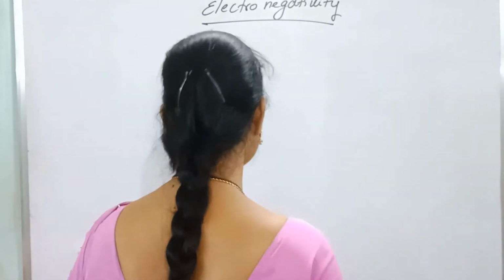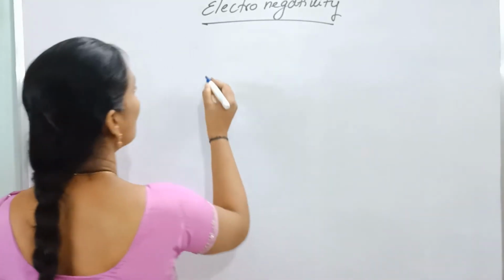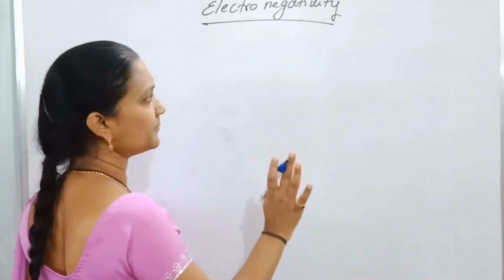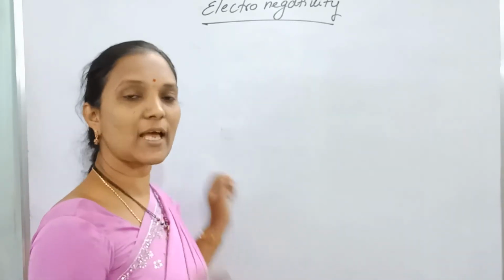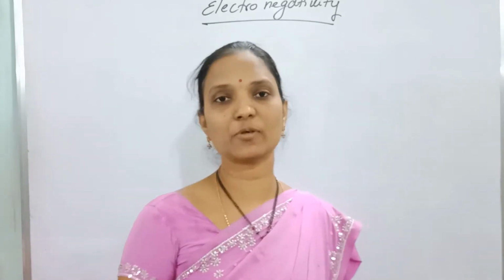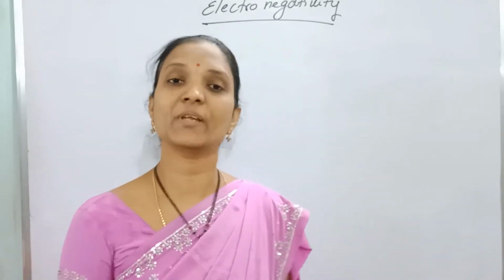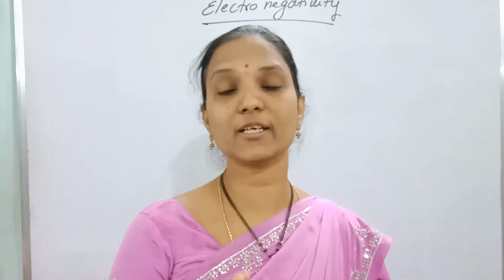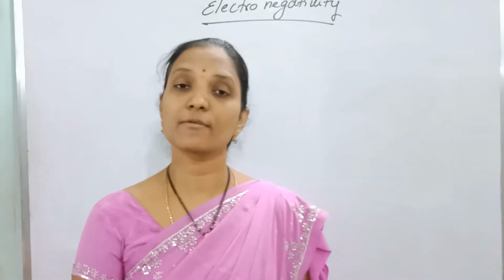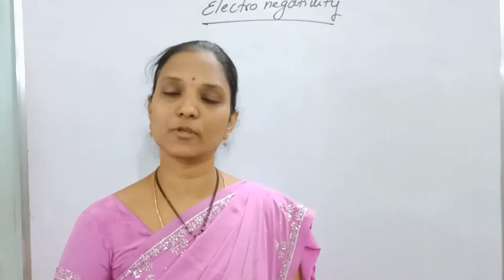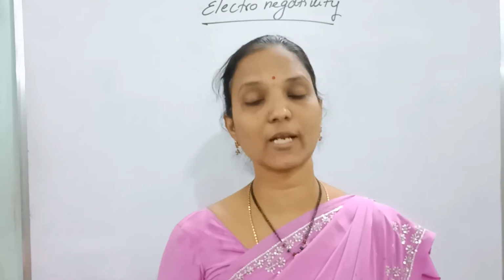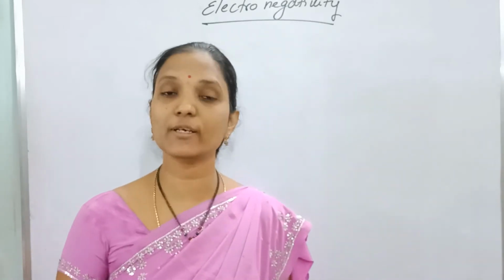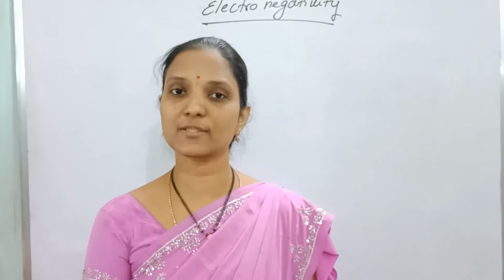So what is electronegativity? This is the property of a bonded atom, not an isolated atom. Because ionization enthalpy is the minimum amount of energy required to remove an electron from the outermost orbit of an isolated neutral gaseous atom, ionization energy is a property of an isolated atom. Like that, electron gain enthalpy is the minimum amount of energy released when an electron is added to the outermost orbit of an isolated neutral gaseous atom. Nothing but electron gain enthalpy is also a property of an isolated atom.